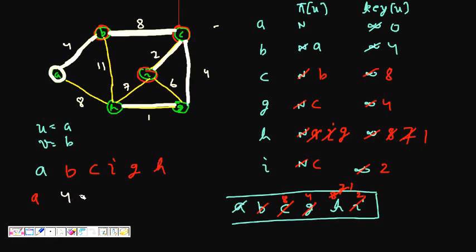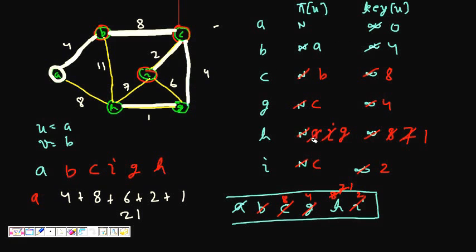So this is weight of AB plus weight of BC is 8, weight of CG is 6, weight of CI is 2, plus weight of GH is 1. So 8, 4, 12, 12, 6, 18, 21 is the weight of this minimum spanning tree. And you see that we have got the tree.